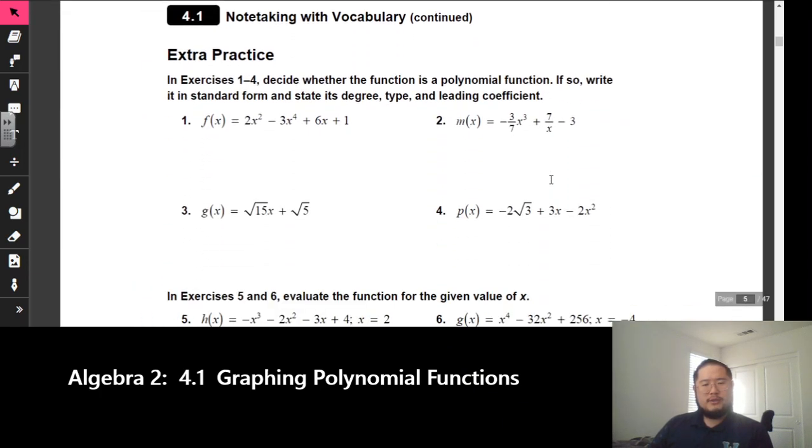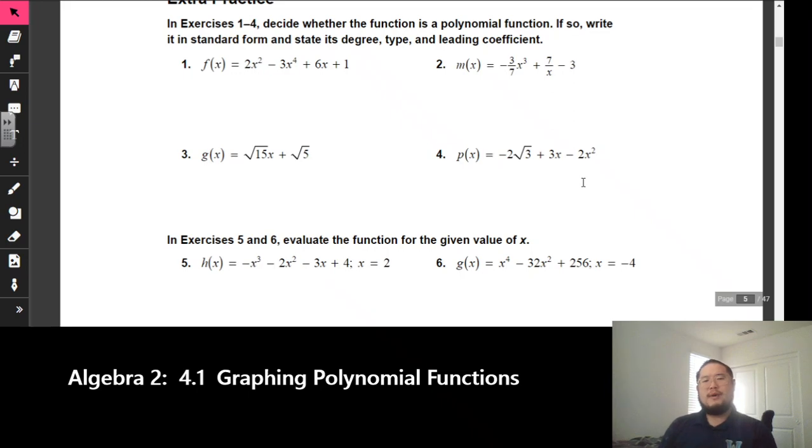So let's put all these rules together. Let's take a look at number one. It says decide whether the function is a polynomial function. If so, write it in standard form, and state its degree, type, and leading coefficient. So if I look at number one right here, I've got f of x equals 2x squared minus 3x to the fourth plus 6x plus 1.